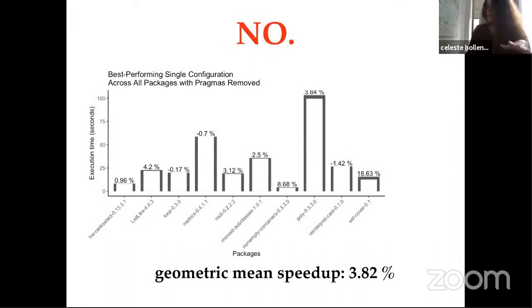If we look at the single best geometric mean speed up, one configuration across all projects, we get a geometric mean speed up of 3.82%. There are some significant speed ups in some of these projects. I don't see any significant slowdowns. So overall, it seems like it's not too bad, but it's really nowhere near this oracle of perfect decisions that we've seen might be possible before.